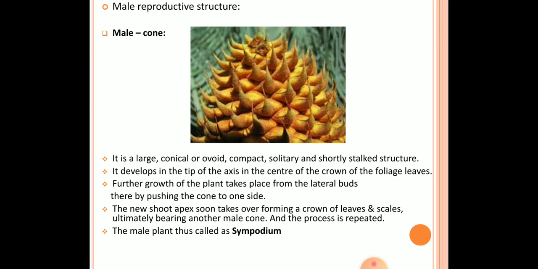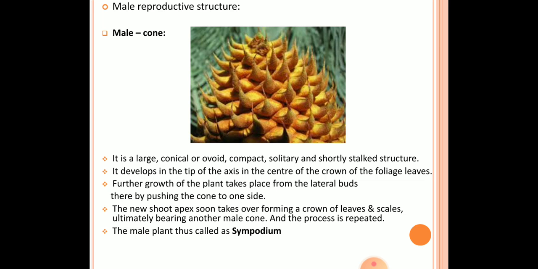That means the male and the female cones are produced on separate plants. The male cone is produced on a male plant. Going to the structure of the male cone, it is large, conical or ovoid in shape, usually compact and solitary in nature, and they are short stalked structures.